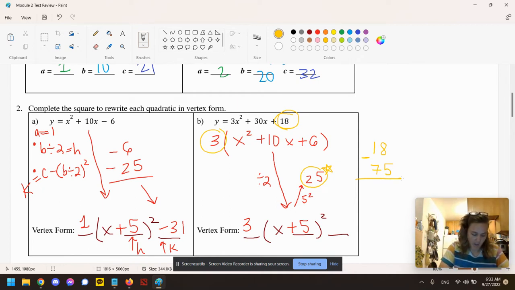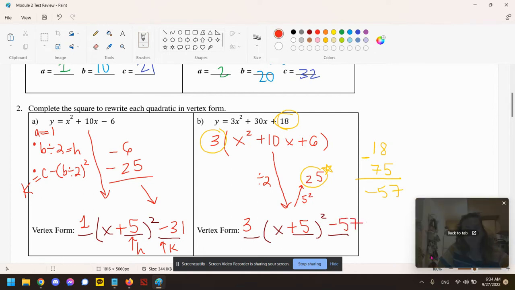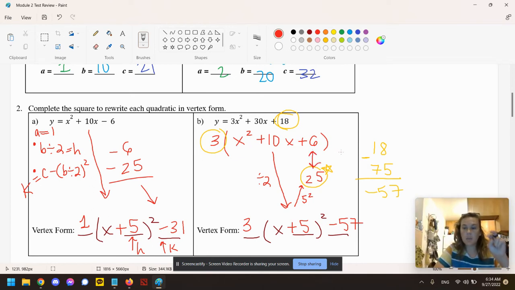I'm not really going to do that in my head because it's early. So I'm going to get -57. If you want, you can find the difference between these two and then multiply it by 3, but I recommend doing this because it's what we've been doing. So we're feeling good. Nice.